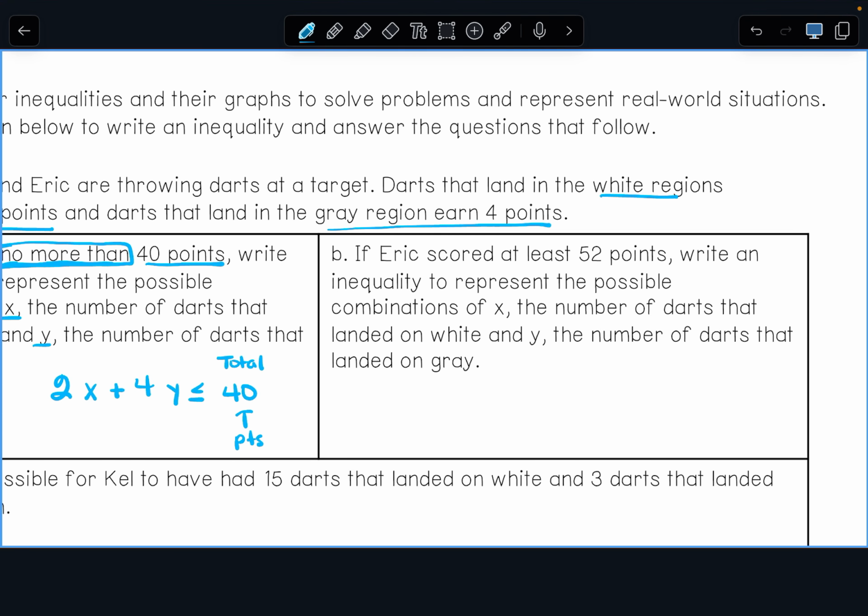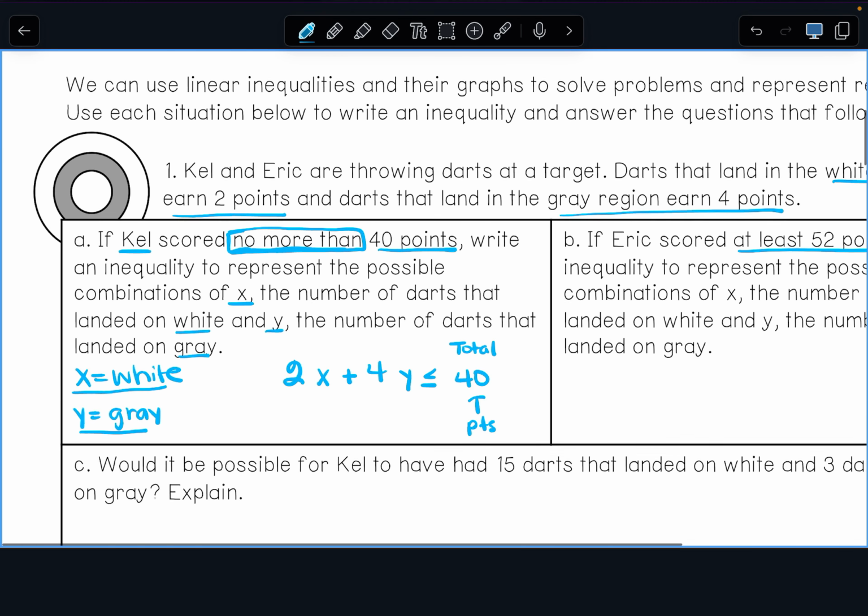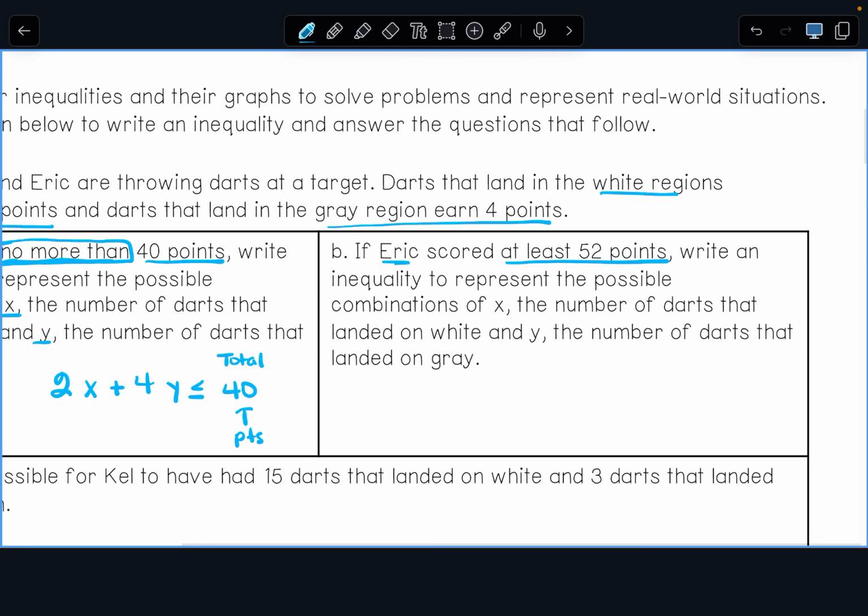If Eric scored at least 52 points, write another inequality. Same thing. X represents white, Y represents gray. But this time, we were talking about Kel, and now we're talking about Eric. So it's a different inequality. We know that our total goes at the end.